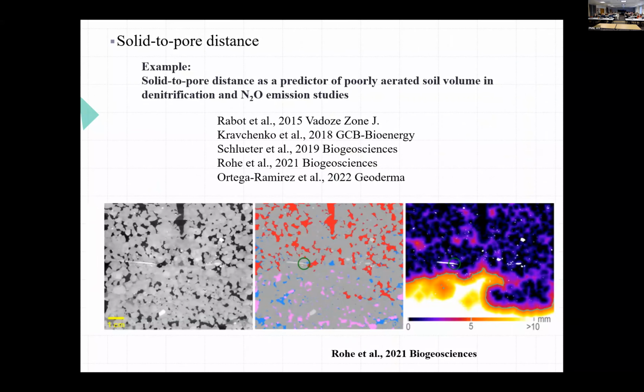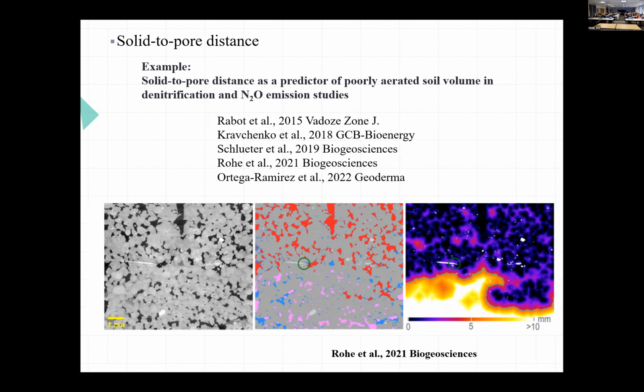Okay, so another example, and this time this would be another type of characteristic that you can get from pore size distribution, from pore data from the image. And this is at the moment my big favorite. So that is the distance from pores to solids.